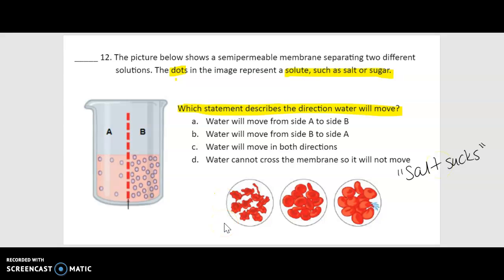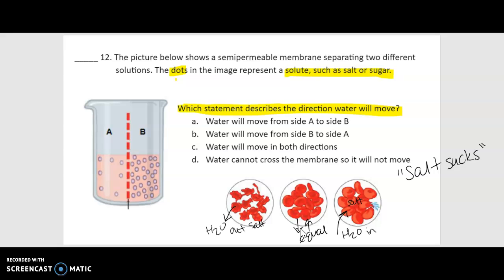You have water leaving the cell. That's why those cells are getting smaller, because salt is on the outside of the cell. There's more salt out here, so that salt is drawing the water out of the cell. In this picture, you actually have water going into the cell, so H2O is going in, because there's salt on the inside of the cells, drawing that water in, making those cells burst. In this picture, just equal amounts of water moving in and out.